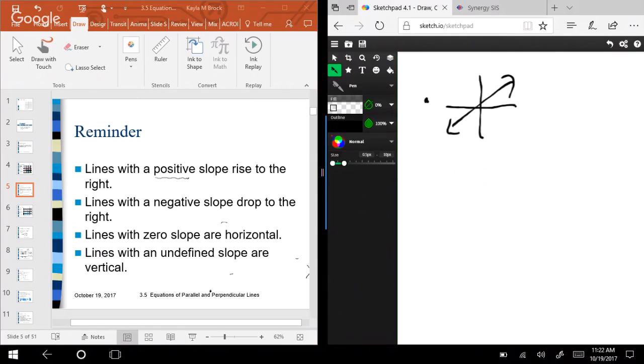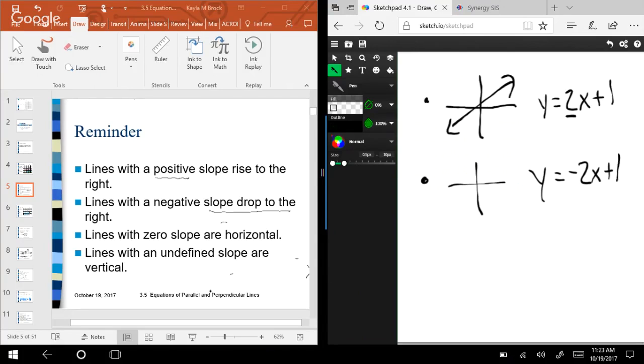Lines with a negative slope drop to the right. Let's say the example of this line was y = 2x + 1. Well, the slope was 2 and it was positive, so the line's going to look like this. Now for negative, let's say y = -2x + 1. This line is going to be dropping. It'll look like this. Lines with a 0 slope are horizontal.